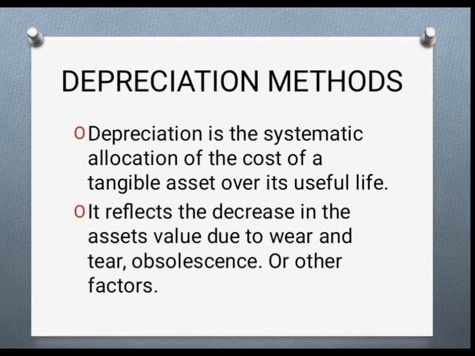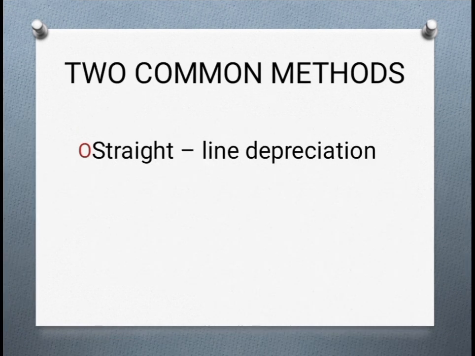So, to begin, what are depreciation methods? Depreciation is the systematic allocation of the cost of a tangible asset over its useful life. It reflects the decrease in the asset's value due to wear and tear, obsolescence, or other factors. There are two common methods of depreciation. First is straight line depreciation.